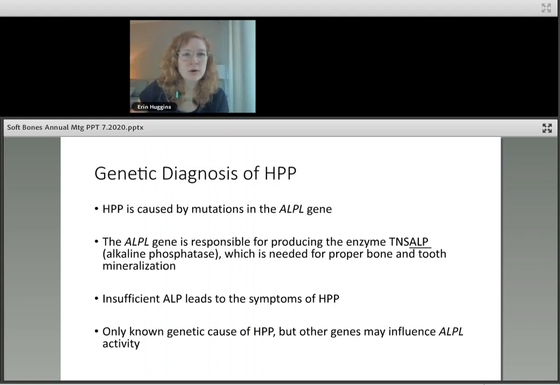This is the only known genetic cause of HPP. There are not multiple genes involved that we currently know of, but we do think that there are some other genes that might influence ALPL activity.